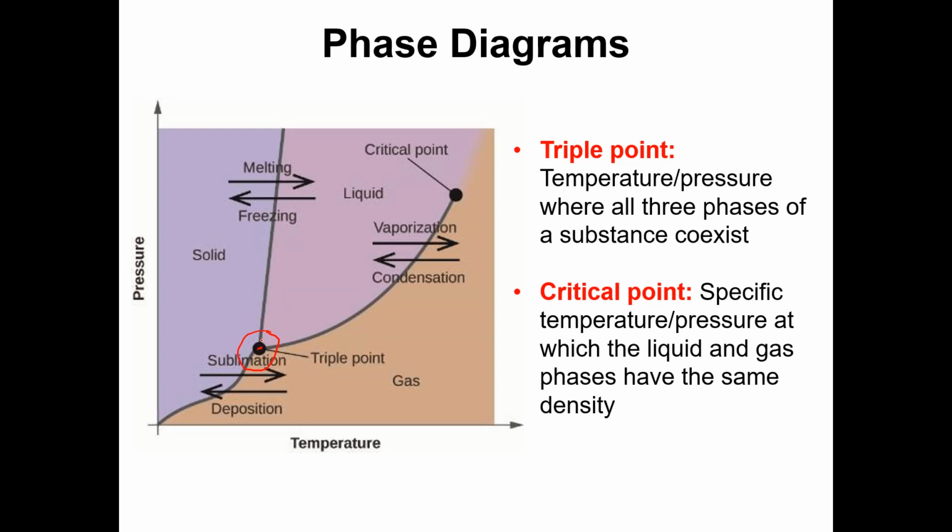The other point that's of interest is the critical point. The critical point is the specific temperature and pressure where both the liquid and the gas phase have the same density. Typically a liquid would be more dense than a gas. But at the critical point, we get to just the right pressure and temperature, so that the liquid and the gas actually end up having the same density.